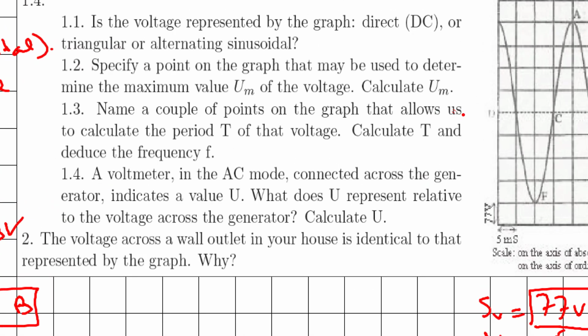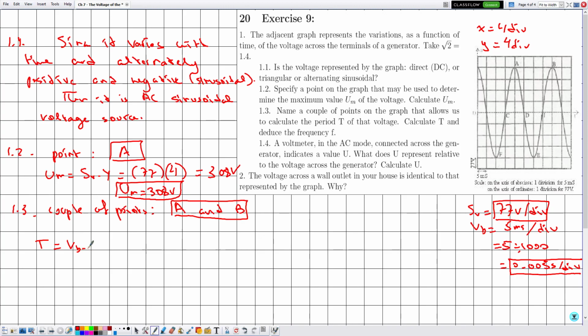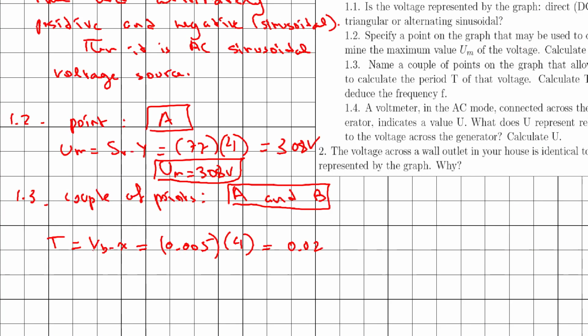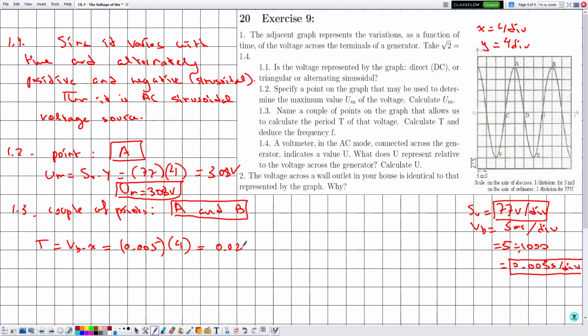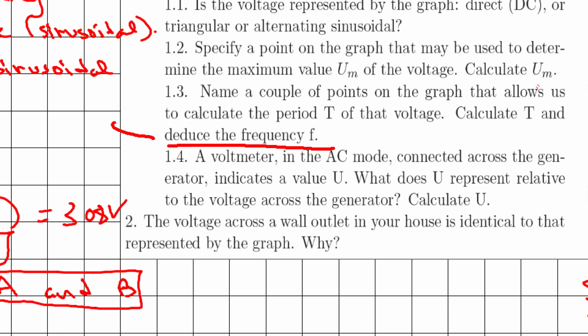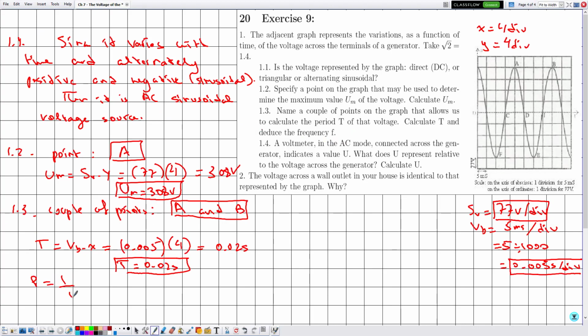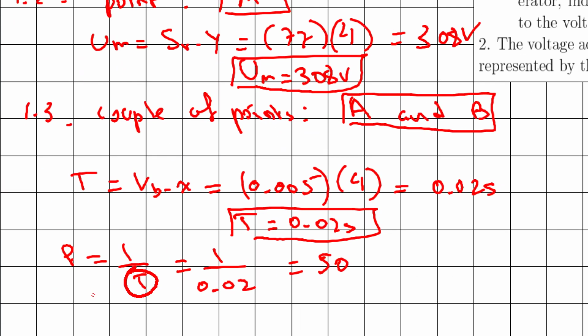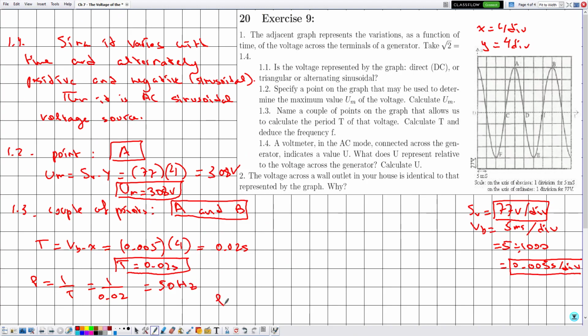Now calculate the period and deduce the frequency F. So the period is given by SH multiplied by X, which is equal to 0.005 multiplied by 4. Plugging this on the calculator, then it's given by 0.02. Since everything is expressed in the SI, the value of the period will be in the SI, which is seconds. And in the same part, they are telling us to deduce the frequency, and by deduce it means that we need to use the previous part. So the frequency is equal to 1 over the period, 1 over 0.02. So this will be given by 50. Since the period is expressed in the SI, the value of F will be in the SI, which is Hertz. Then the frequency is given by 50 Hertz.